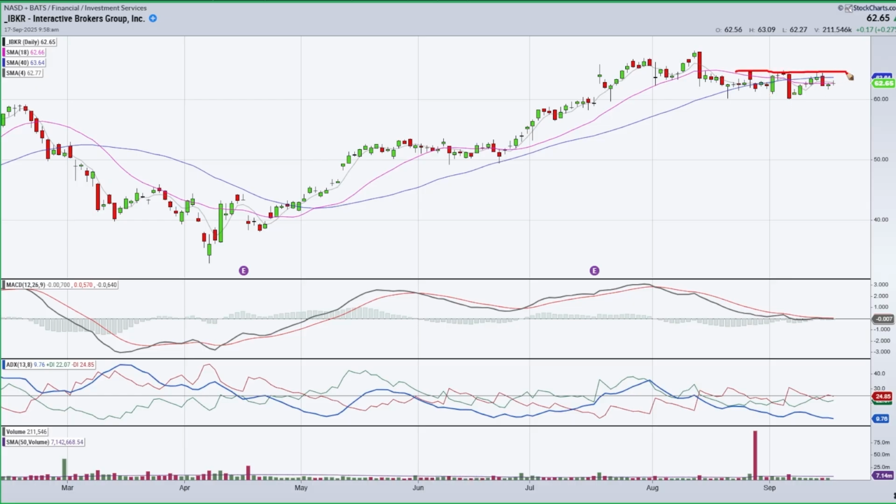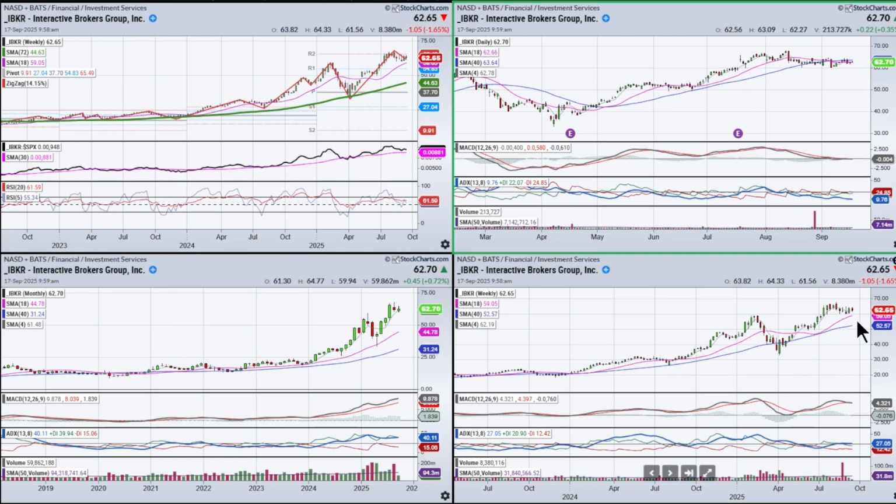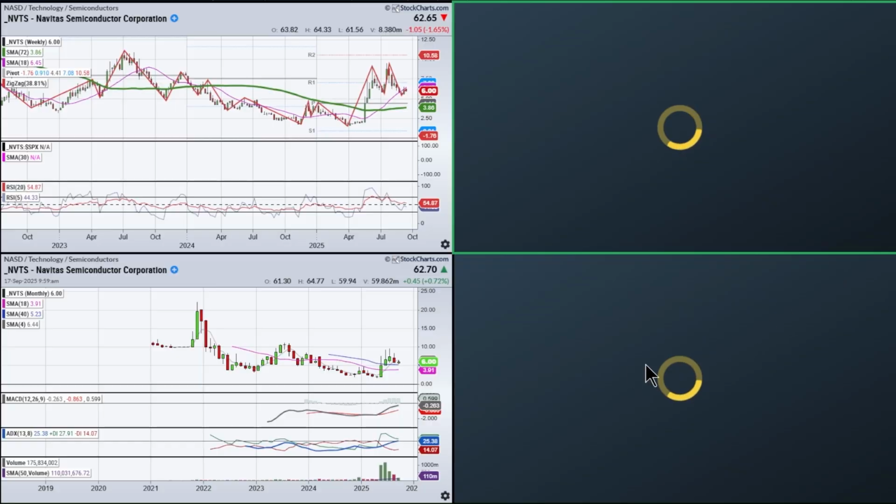But we're going to need to get back above this resistance level here. We've hit our head against it a few times. We're going to need to punch through there. If we do, I think this is going to look pretty attractive for a trading play. So be on the watch for that. I think that looks pretty interesting.